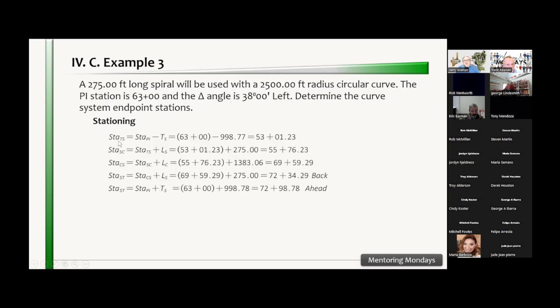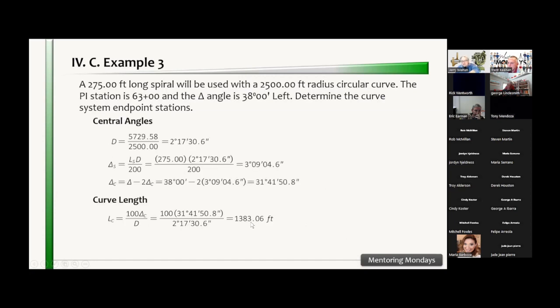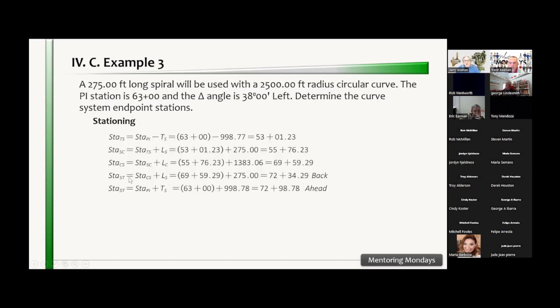So then our station of TS is equal to PI station minus that. Station of SC is that station plus the length of the spiral, 275 feet. Then the station of the curve to spiral is equal to that plus the length of the curve, which we computed here. And then adding the length of the spiral gets us to the ST, the back station. And then the ST ahead station is the station of the PI plus that spiral tangent.